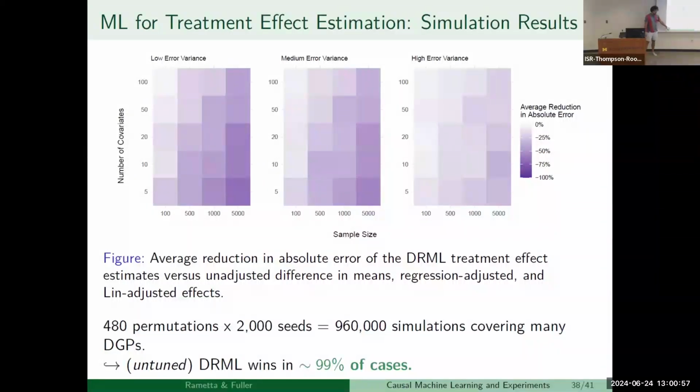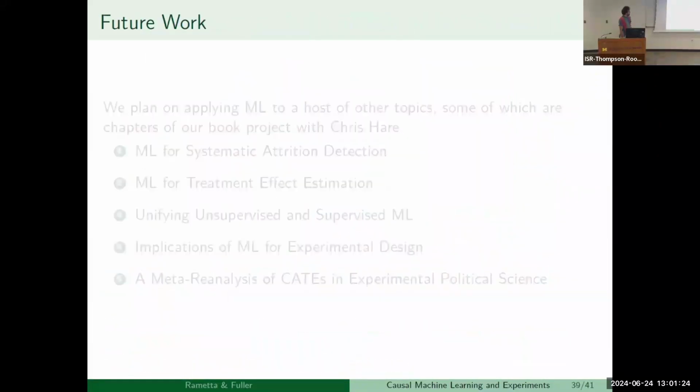And so what we found, and again, we used untuned models here. So we didn't even tune the model very well, which means we didn't get it to fit super well to every single one of these DGPs since there were 960,000. It wins in 99% of the cases. Only 19 out of 1,400 comparisons does it actually fail, where it's marginally worse than these other options. So a lot of evidence suggesting you should just be using doubly robust machine learning for your ATE estimation.